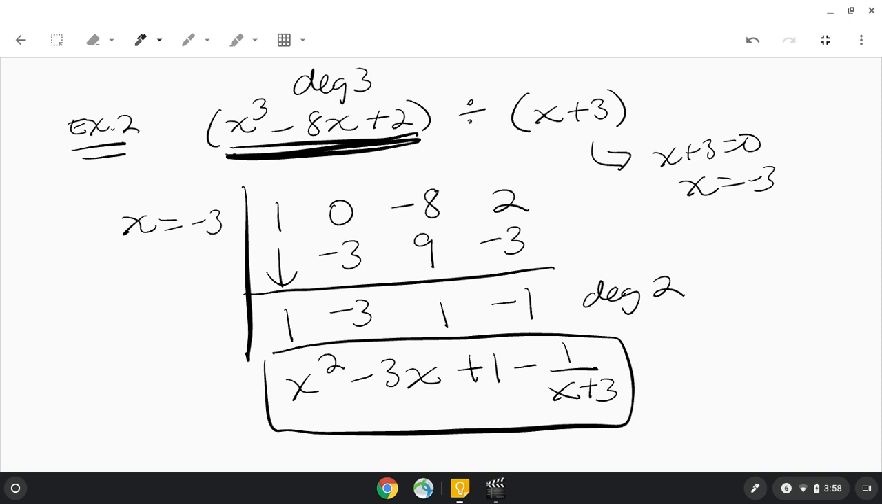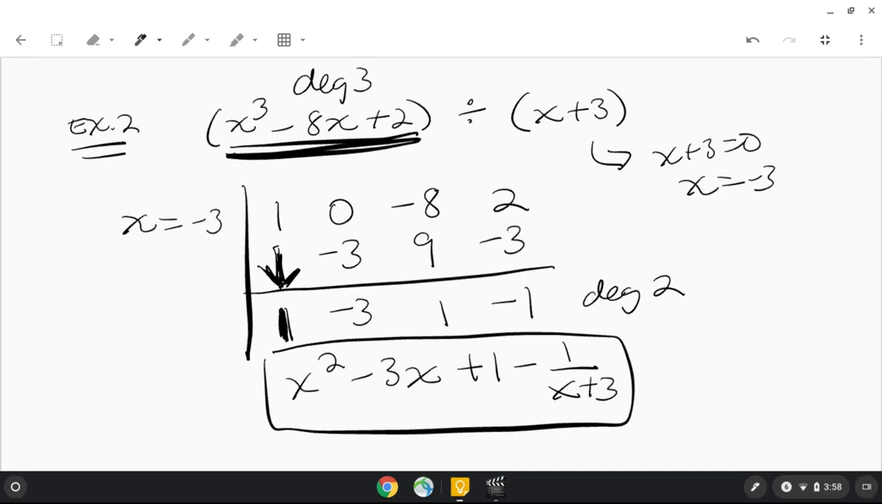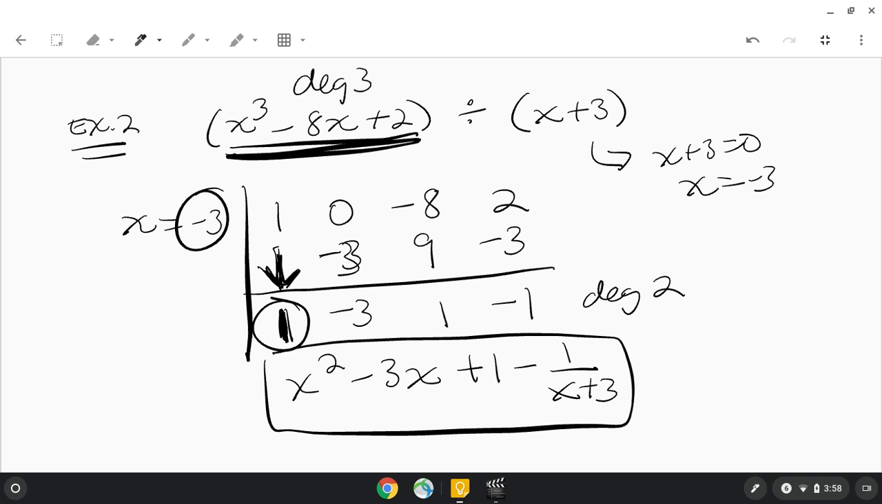All right, so just remember, you start here, you bring down this 1, okay, and then you multiply. Multiply, and you get this negative 3. And then combine to get this negative 3. And then multiply to get the 9, and then combine. And then multiply, and then combine. Okay?